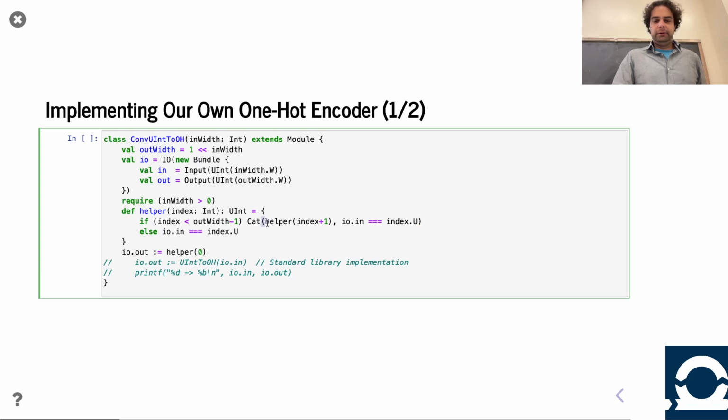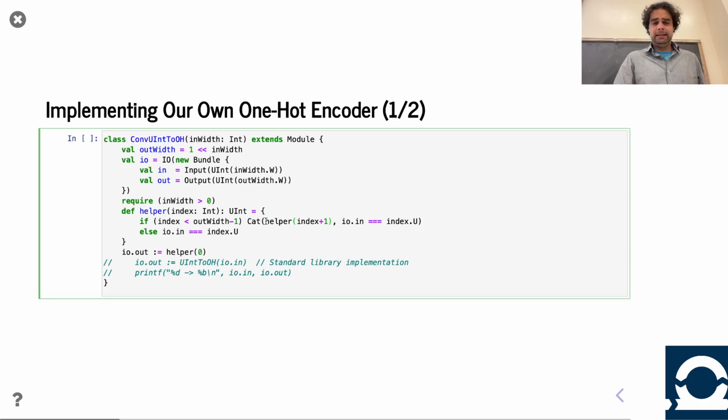Where is the recursion here? If the index I'm working with is less than the out width, or out width minus 1 technically, I will keep recursively calling. Eventually, index will equal out width minus 1, in which case I do the base case and I'm done. What am I doing along the way?